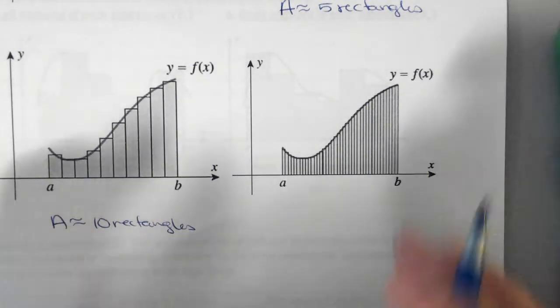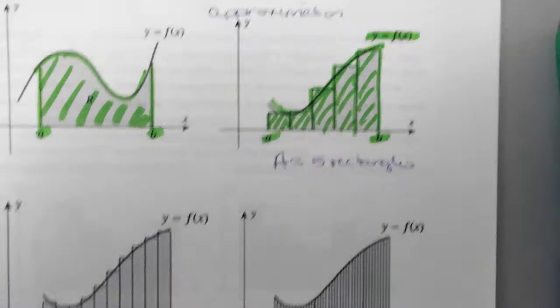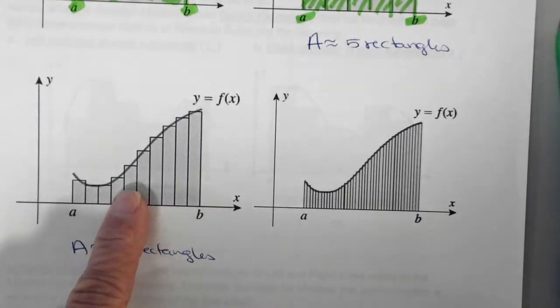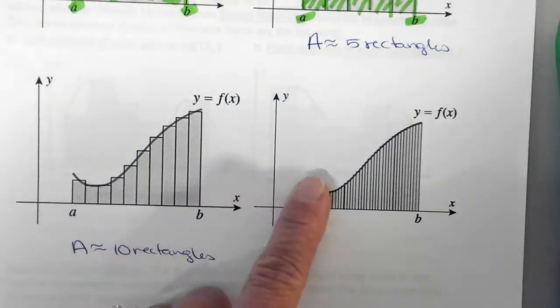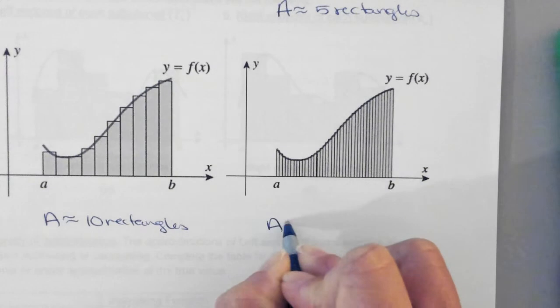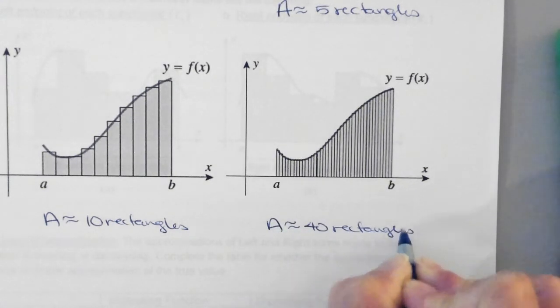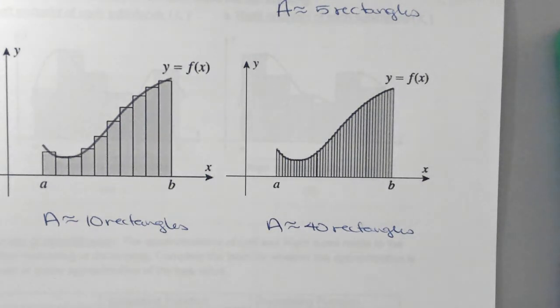Does that make sense? So if you take a look up here, huge gaps, whether it's an over or under approximation, as you get more rectangles underneath that curve, you have a better approximation of the area. So the area here is approximately 40 rectangles. Okay, this is the whole idea behind the Riemann sum. Okay, so let's jump to page 3.